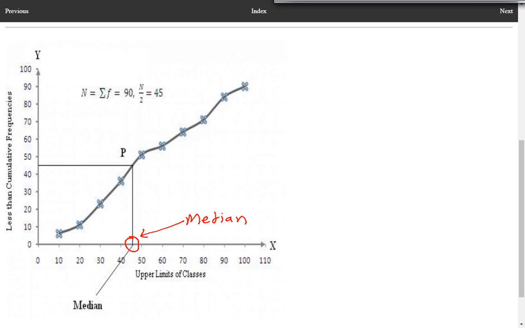This is how we determine the median and mode of group frequency distribution graphically.